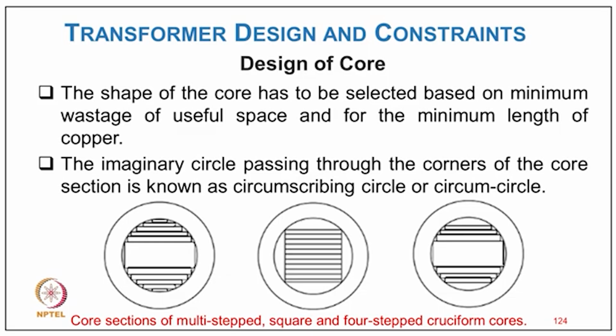The shape of the core has to be selected based on minimum wastage of useful space and minimum length of copper, as you have circular winding on the core. The imaginary circle passing through the corners of the core section is also called the circumscribing circle or circumcircle, as you can see in the different shapes of the core.